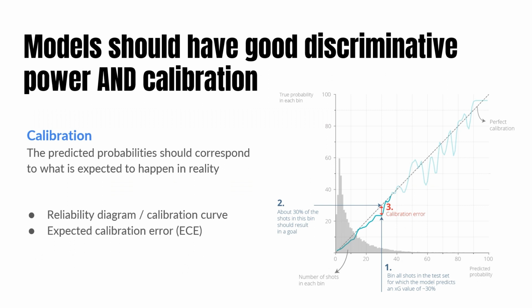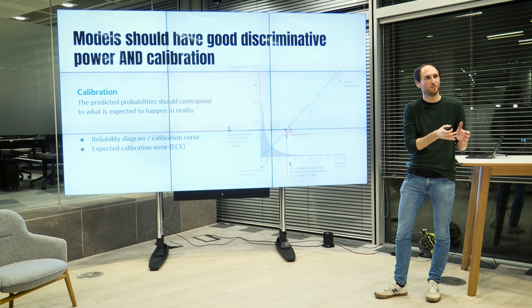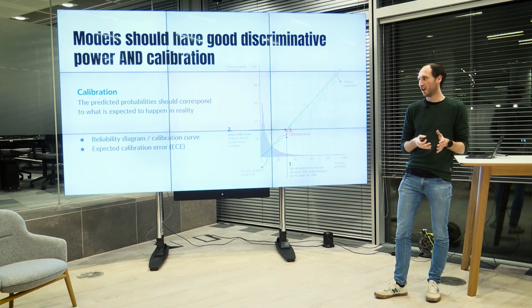So I think it's always good to use both an evaluation metric and a calibration plot, because even though those proper scoring rules can assess both the discriminative power and the calibration of a model, miscalibration can often be hidden by a very good discriminative power.